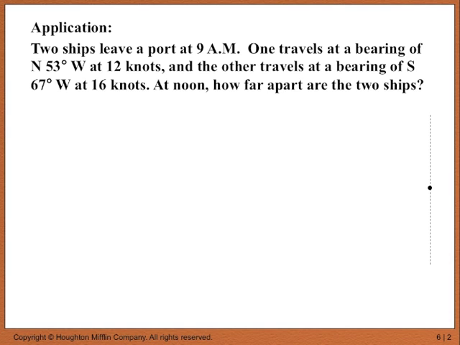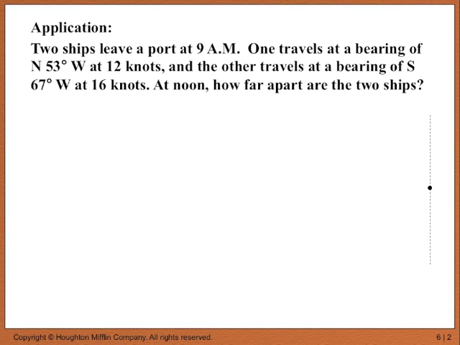Two ships leave a port at 9 a.m. One travels at a bearing of north 53 degrees west at 12 knots, and the other travels at a bearing of south 67 degrees west at 16 knots. At noon, how far apart are the two ships?